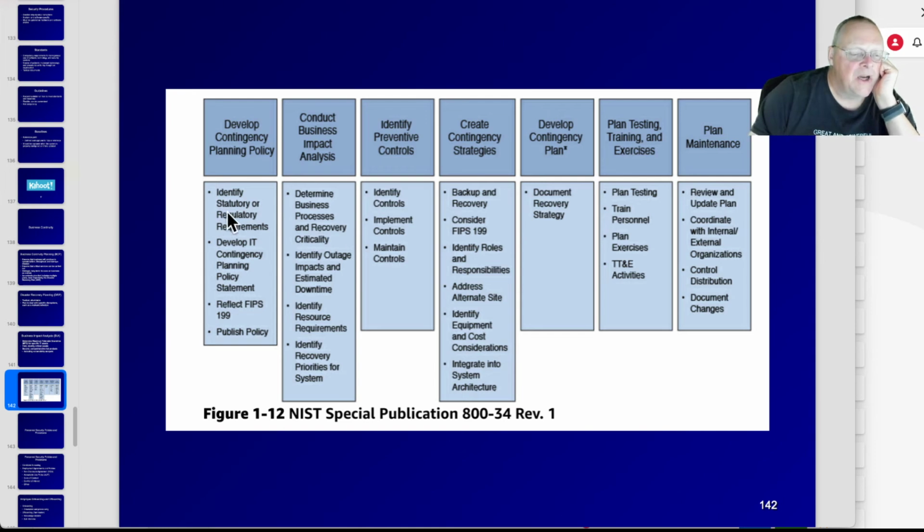So you develop contingency planning, business impact analysis, you identify controls, create contingency strategies of how you're going to deal with these disasters, and then you test your plans, train people, and have exercises to make sure they're ready to do it. And then you have to have planned maintenance because, of course, things change, and you have to make sure that your plan is updated to reflect the current situation.